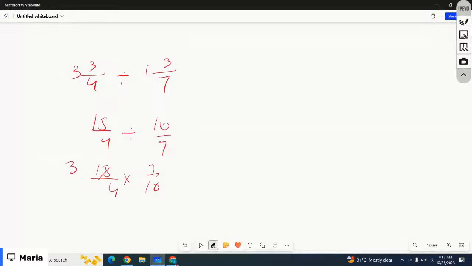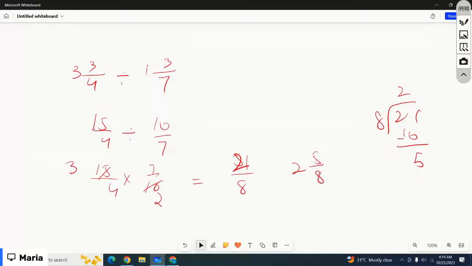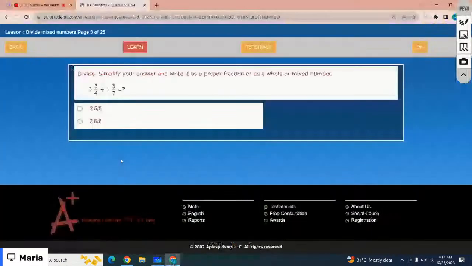5 times 3 is 15 and 5 times 2 is 10. So 3 times 17 is 51 and 4 times 2 is 8. 7 times 3 is 21. 8 times 2 is 16. So 21 minus 16 is 5. So it will be 2 whole 5 over 8. The correct option is 2 whole 5 over 8, right? Option number 1 is the correct option.